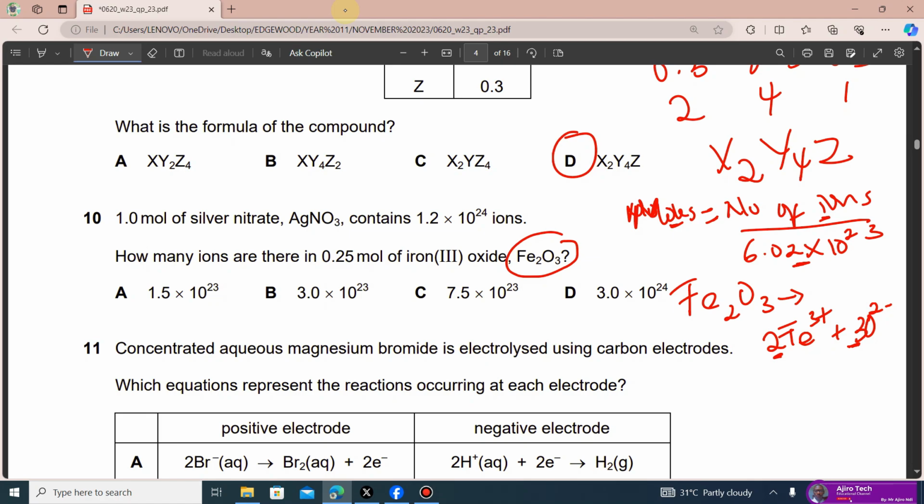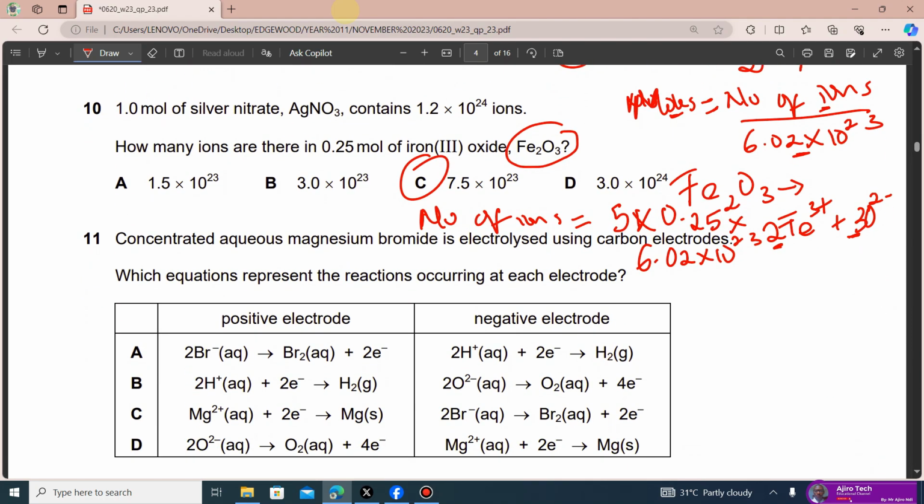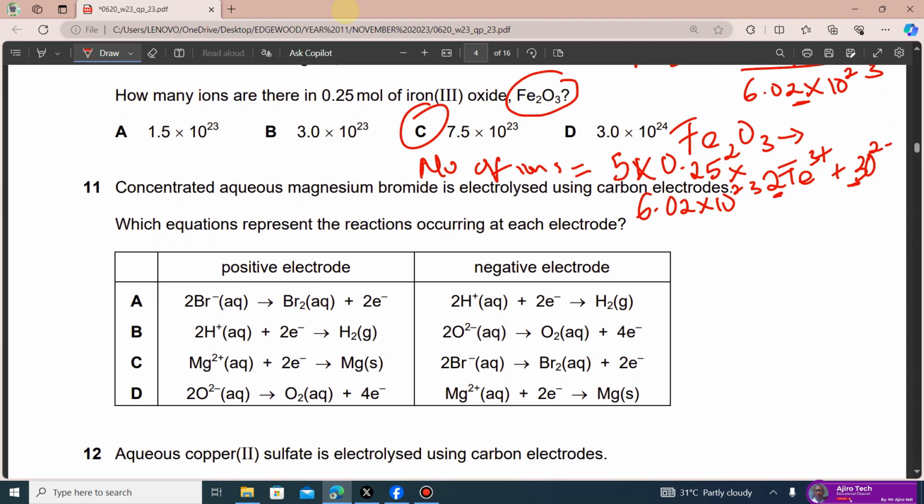So to get the number of ions, the number of ions will be equivalent to the total number of ions when they are dissociated, which is 5, times the number of moles 0.25, times Avogadro's constant 6.02 times 10 to the power 23. So you multiply that, and you have C as the answer to the question. So we have to factor in the number of ions when it is dissociated.